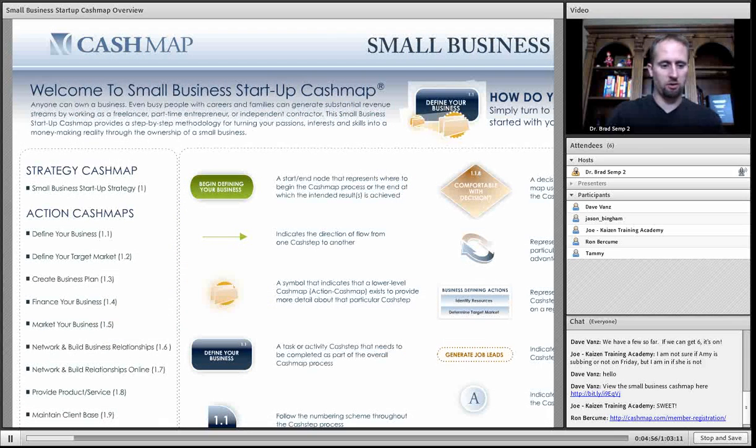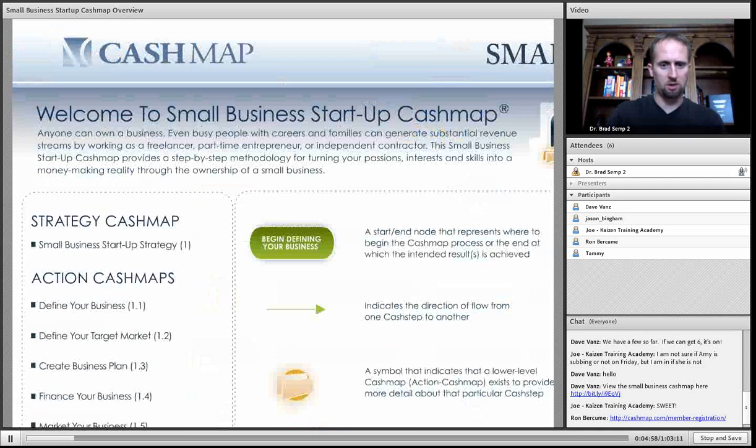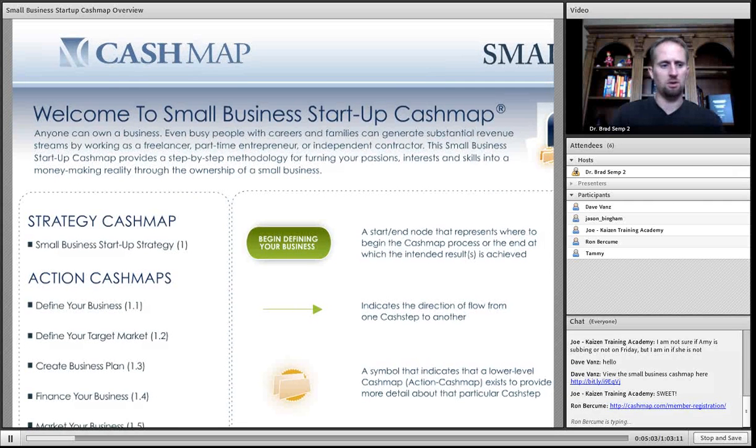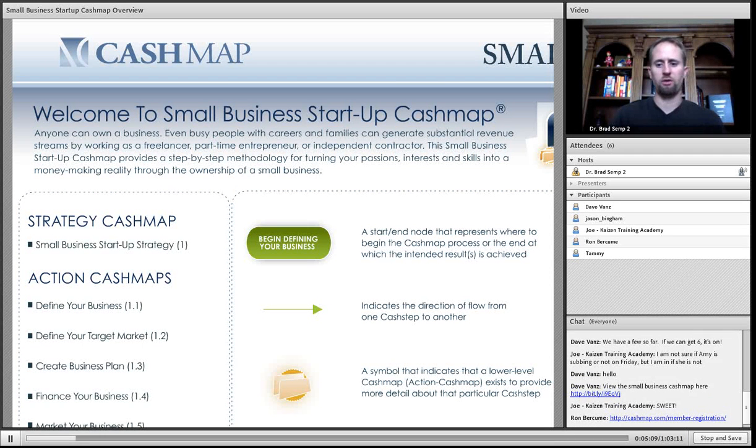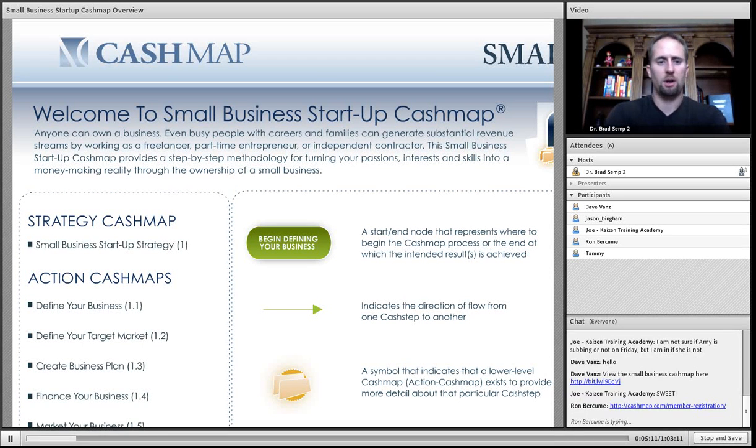The first thing I'm going to pull up here is the overview document. Now here's the overview document. I'm going to go ahead and zoom in on this for you. Hopefully you can see that there, and I'll move around a little bit. This is the overview document for the small business startup cash map. Now I zoomed in, so hopefully your screen may take a few seconds to catch up here.